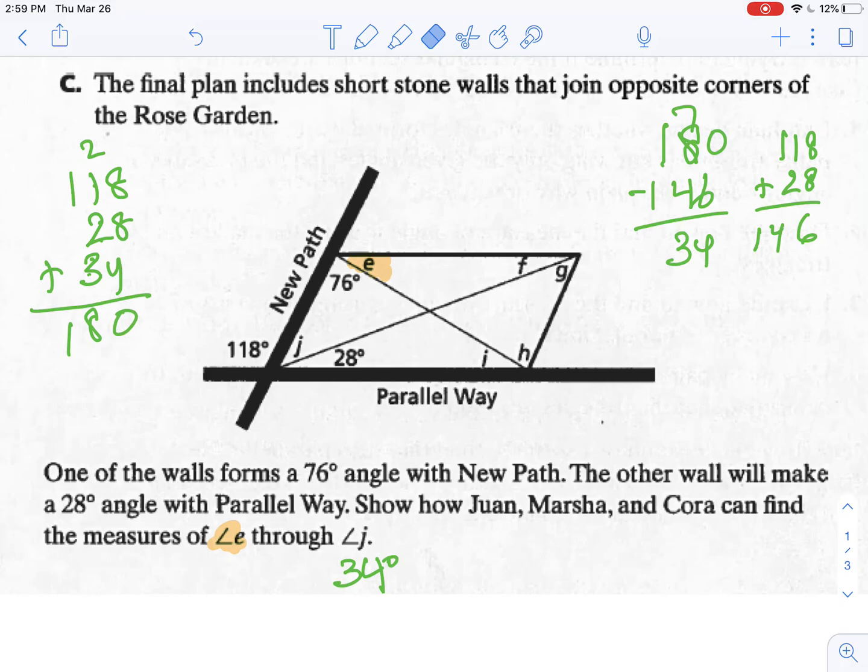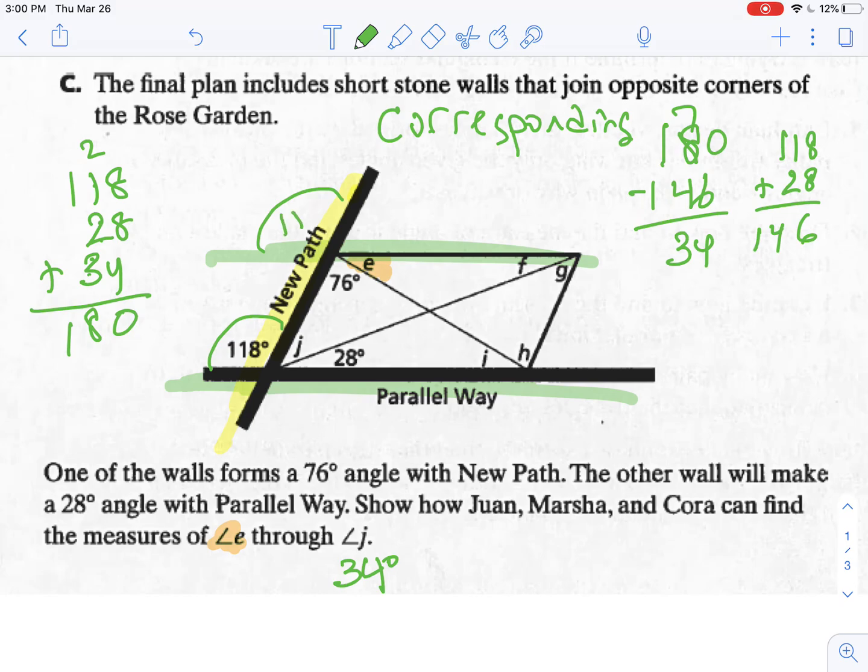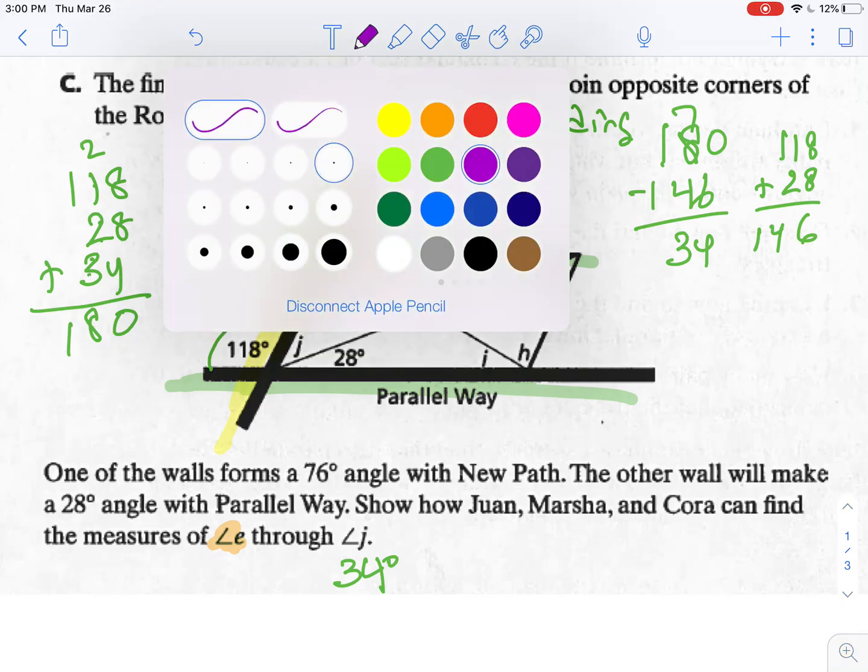Okay, now I'm going to erase this. There we go. Okay, now we have to find angle E. Trying to think of the easiest way to do this. The easiest way to do this is to look at these two lines being parallel, and this line right here being the transversal. And then we would know that this angle and this angle, those two angles are corresponding. So they're both 118 degrees.